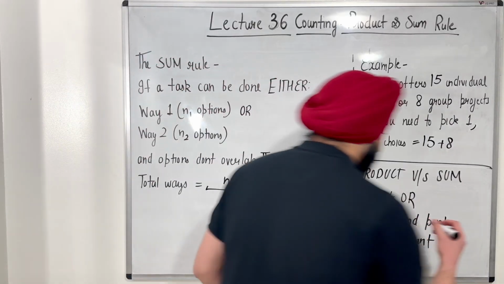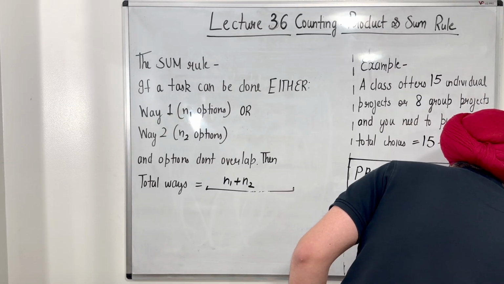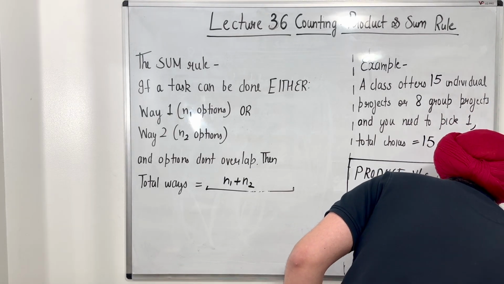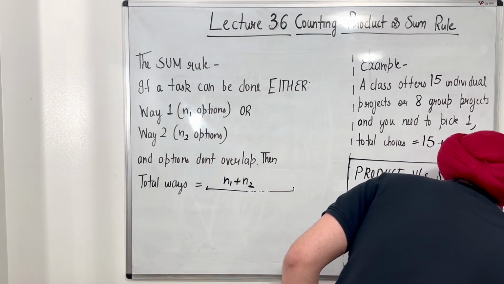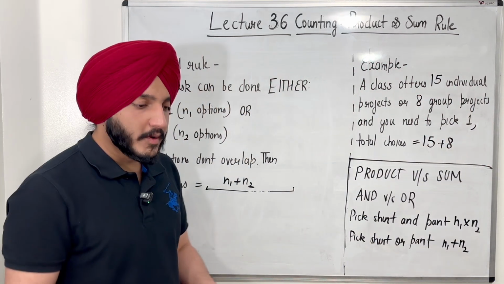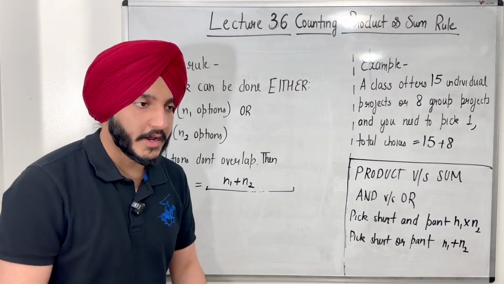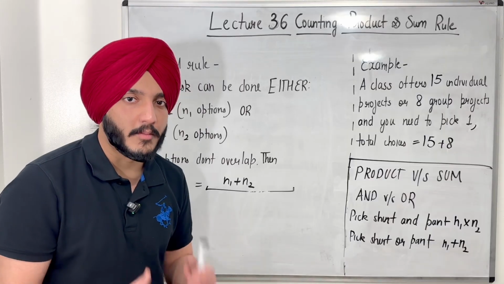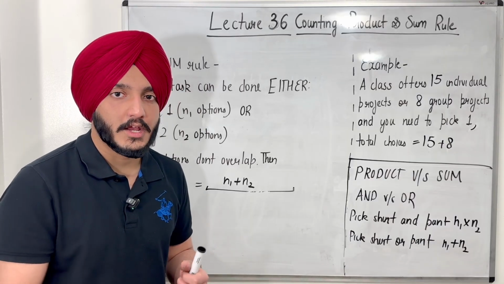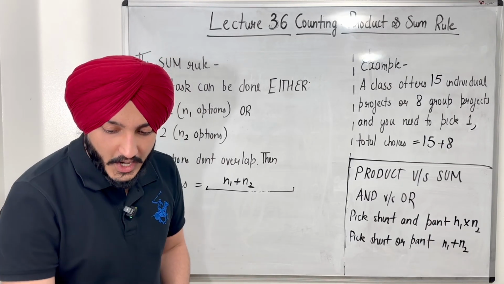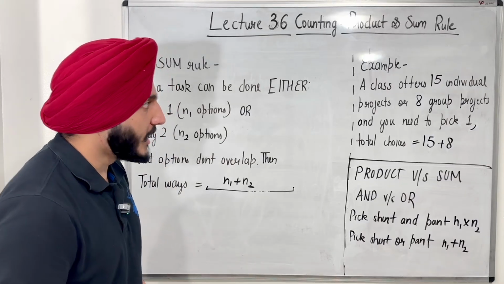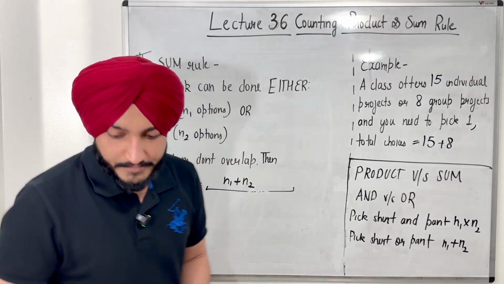So in this case, it would be n1 multiplied by n2, and in this case it would be n1 plus n2. I'm just trying to explain it again and again so it becomes very clear in your mind and you get the idea. I hope you were able to understand this example. Now let's move on to the next topic.